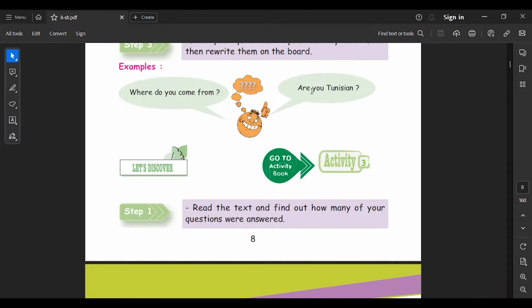Now move on. Here you have, are you Tunisian? Are you Tunisian? So of course we have are at the beginning of the question. We have verb to be at the beginning of the question. Now automatically we have a yes or no question.